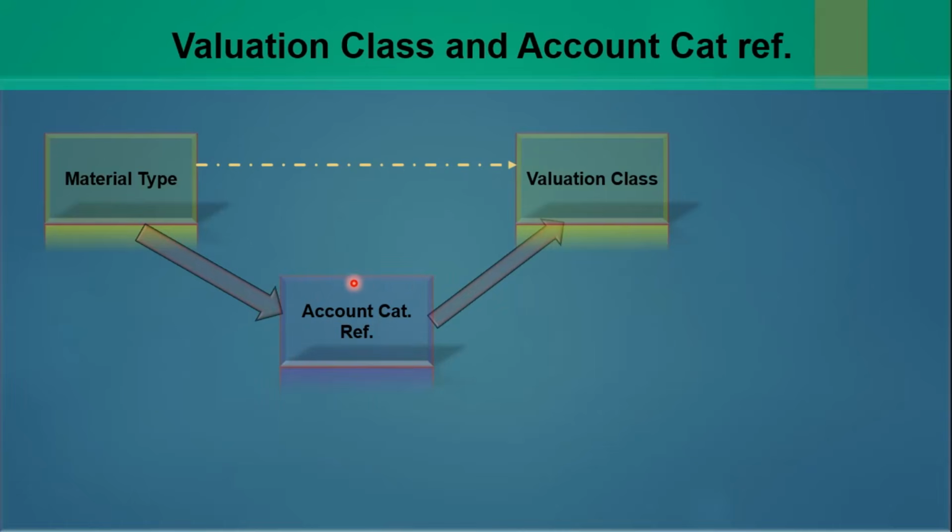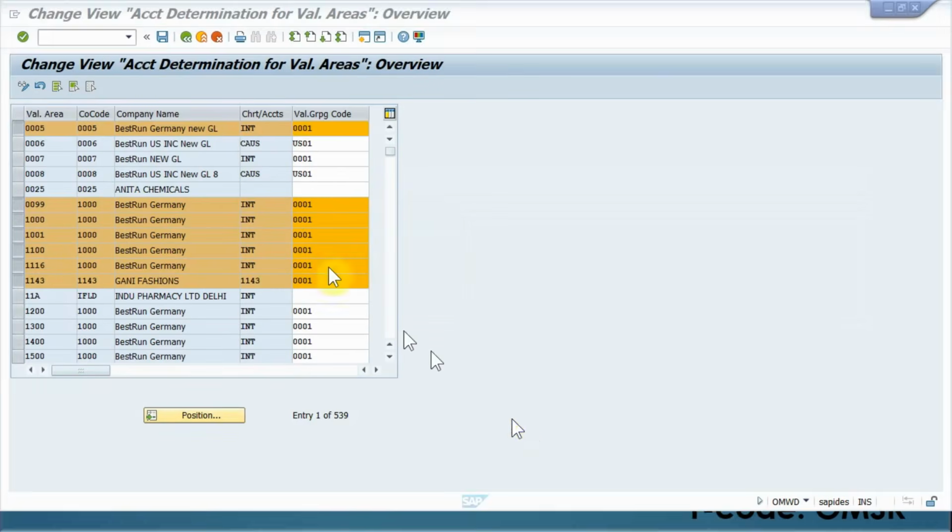So account category reference is just an artificial code of characters. It's an alphanumeric code that allows flexibility in linking material type with valuation class. In other terms, account category reference is used to simplify the assignment of permitted valuation classes to the material type. And how to check that? The T code for that is OMSK. I will run T code OMSK and we will check it.